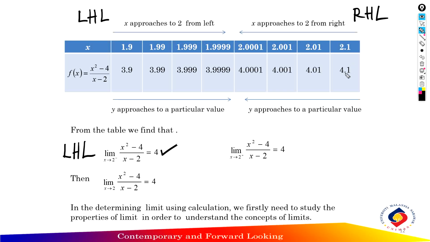y equals 4.1, and the second value 2.01, y equals 4.01, and here 2.0001, and the value of y equals 4.0001. And this function is approaching 4 from the right of the function. So write down the limit as x approaches 2 of (x squared minus 4) over (x minus 2), and here it equals 4.